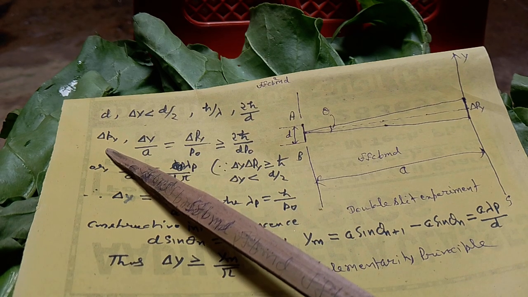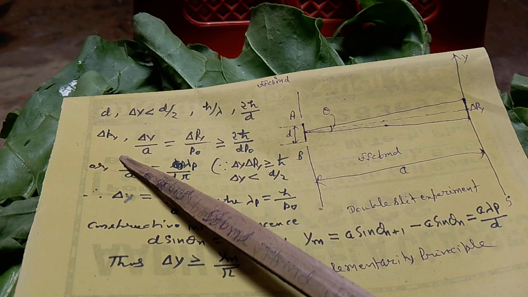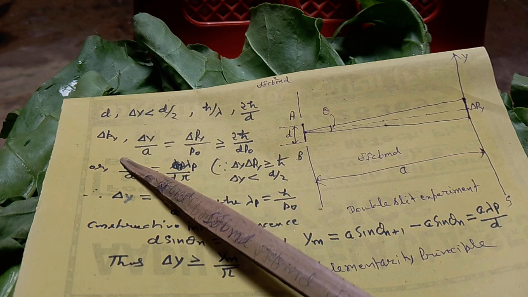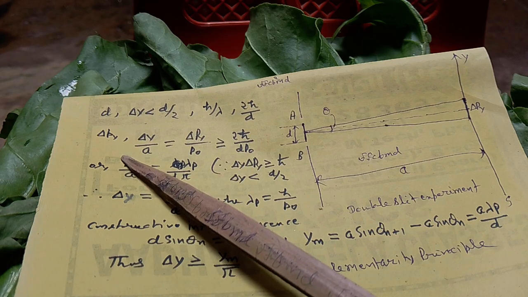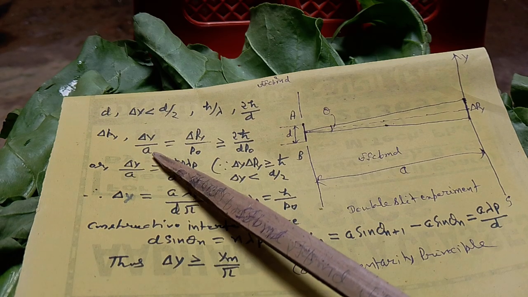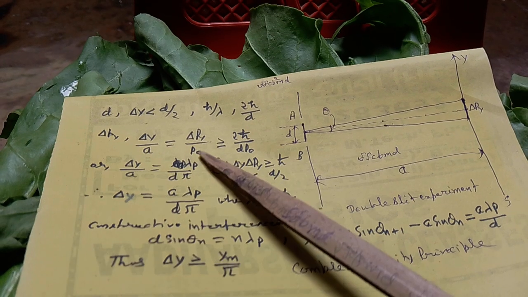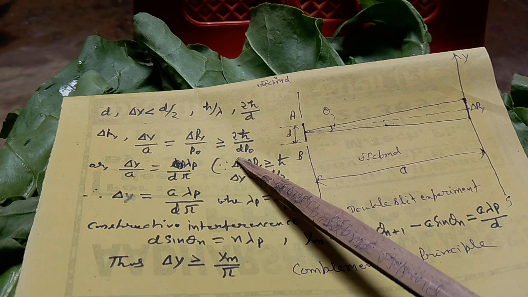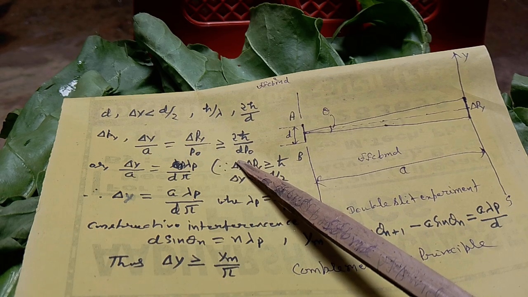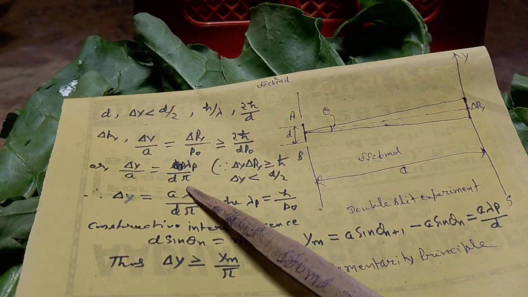Amount delta p sub y given by the uncertainty relation. This uncertainty in the particle momentum introduces an uncertainty in its position on the screen as shown in the figure. Now it is given by delta y by a equals delta p sub y by p naught, greater than or equal to 2 h cut by d p naught, or delta y by a equals lambda p by d pi.